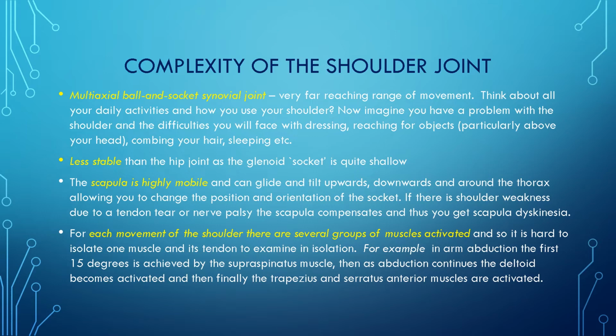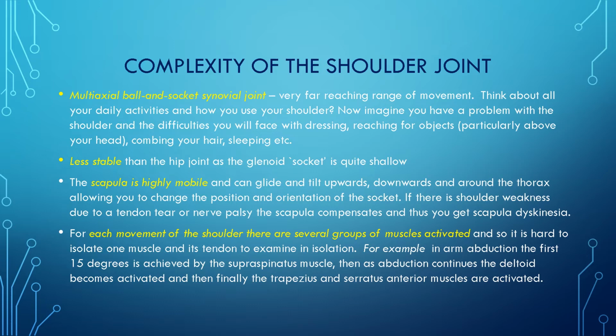For example, in arm abduction, the first 15 degrees of arm abduction is achieved by the supraspinatus muscle. That continues to be activated, but then abduction continues with the deltoid muscle, which is a big, powerful abductor of the shoulder. And so if there is a supraspinatus problem, often the deltoid just kicks in and does the majority of the abduction to compensate. And finally, the last part of the abduction, right up to moving the arm next to the head, is the trapezius and serratus anterior muscles that are activated.